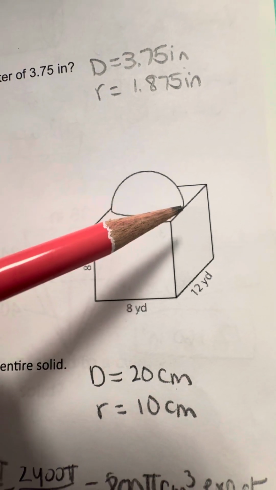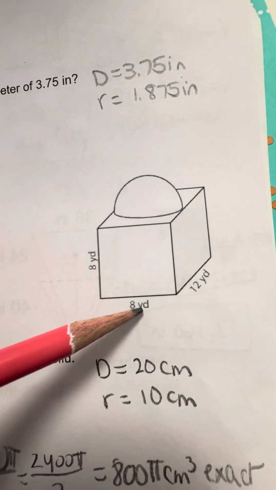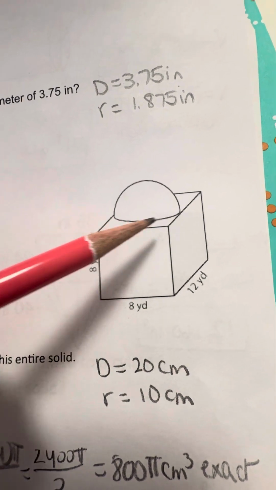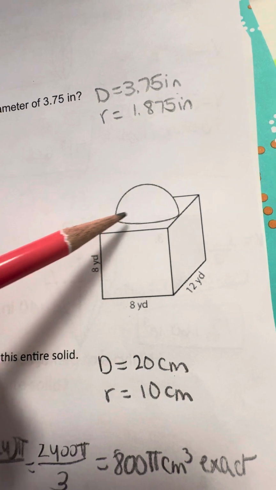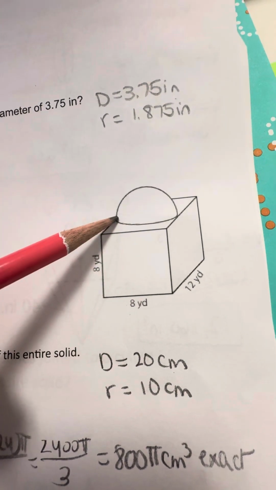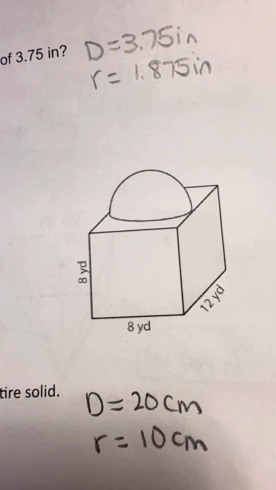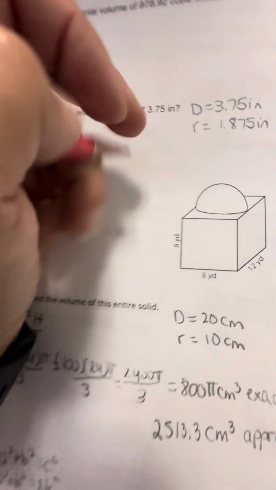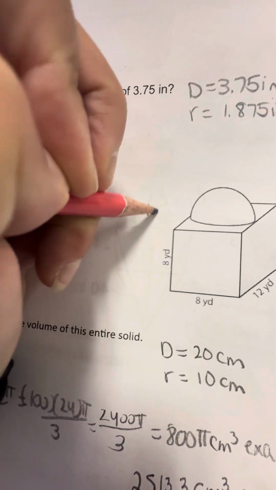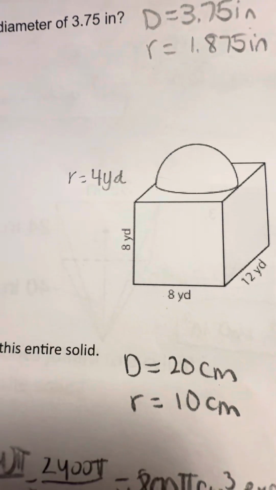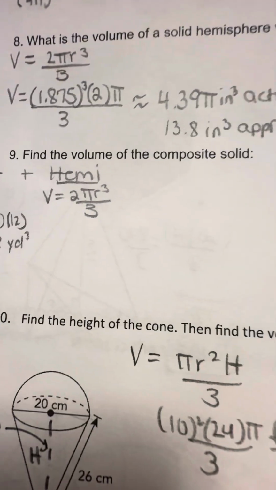It is from this side to this side, which means that it's going across the entirety of this 8 yards. Sorry, not radius, diameter. So the diameter on this is going to be 8 because it's going from this edge to this edge, which means half of that would be my radius. So my radius on this is going to be 4. I'm just going to put that next to this so that you can see. Again, you're just taking that diameter, which is 8 yards across, and then your radius is half of that. Now we're going to plug that in.